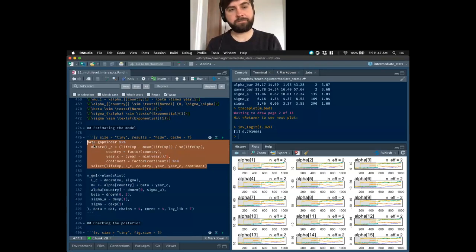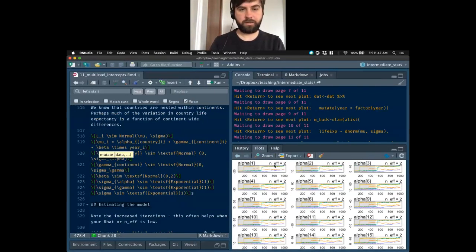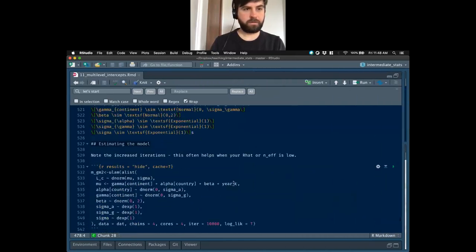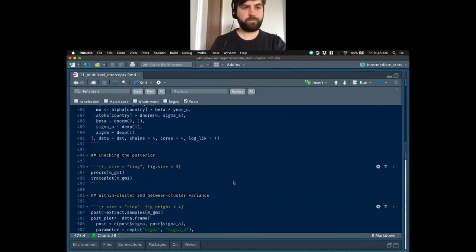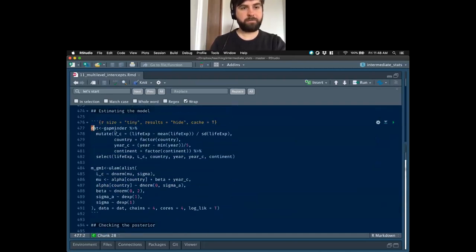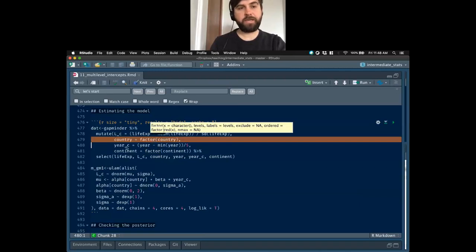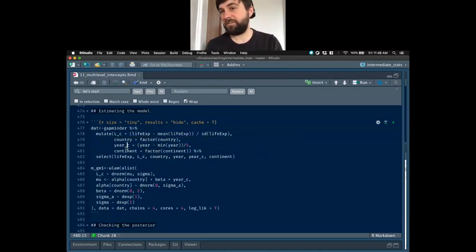I take the Gapminder data. I'm going to center life expectancy by differencing each value from its mean and then dividing by the standard deviation. That's going to give me the same thing as the scale function. I'm going to turn country into a factor. And to center year, I could just subtract 1952, and then my beta would be the expected increase in life expectancy every 5 years. But I'm going to turn 1952 into 0, 1957 into 1, to make that beta a little easier to think about.